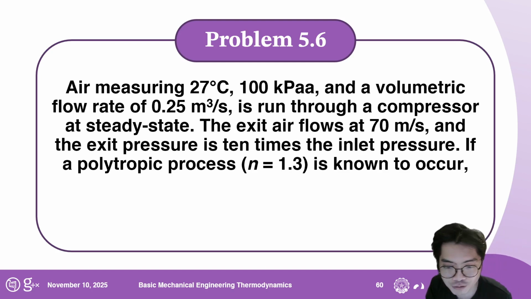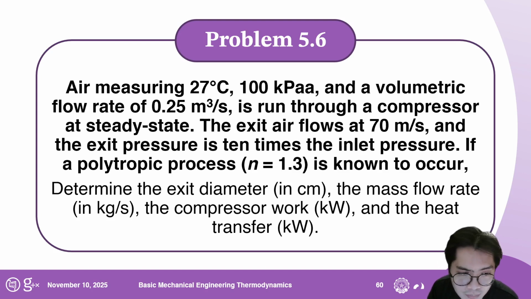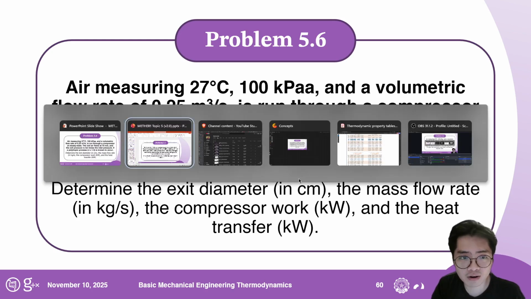look, it's not adiabatic anymore. It's not isentropic anymore. Something is going to happen. Determine, letter A, the exit diameter in centimeters, letter B, the mass flow rate in kilograms per second, letter C, the compressor work, and letter D, the heat transfer in kilowatts. So let's just get on ahead.